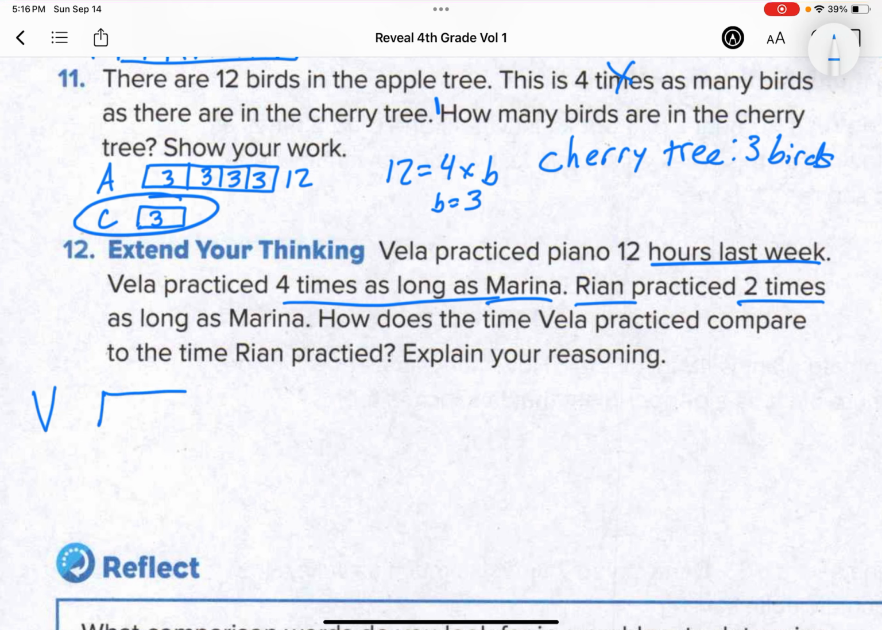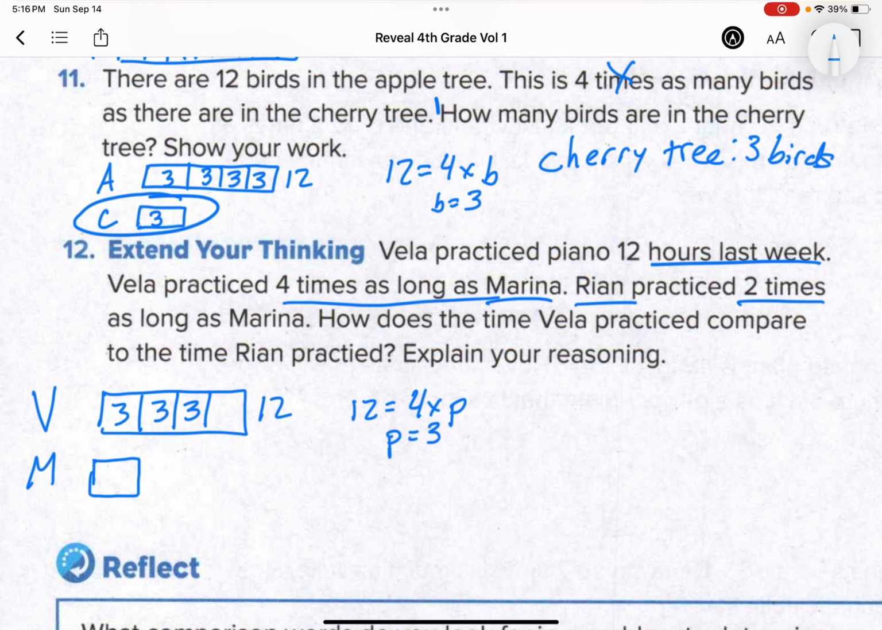Vela practiced 12 hours. And then it says Vela practiced 4 times as long as Mariana. So that means we have 4 times, so we break it up into 4 boxes. And 1 box represents Mariana. So how big would that be? That would be 12 equals 4 times our mystery. Going to do P for practice. So P equals 3. 3, 6, 9, 12. So Mariana has practiced 3 hours.